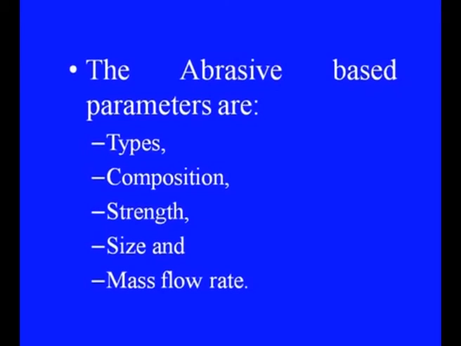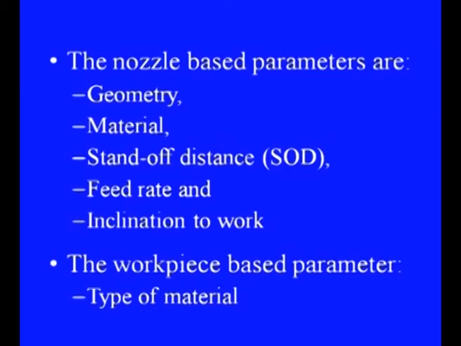As I have already indicated, the abrasive based parameters are type of the abrasives, composition, strength, size and mass flow rate. The gas based parameters are composition, pressure and velocity. The nozzle based parameters are geometry, material, standoff distance, feed rate and then inclination to the work. Then the workpiece based parameter is the type of material.